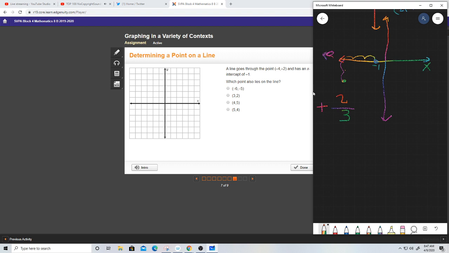And now they want to know which point also lies on the line. Well, we're going to use our slope to kind of try to figure that out. So first point is -6, -5. Well, let's see, -1, -2, -3, -4, -5, -6. -1, -2, -3, -4, -5. Alright. So from here to here, see if we go this way, it has to be the same slope. I know it's a little complicated. What if we did this?